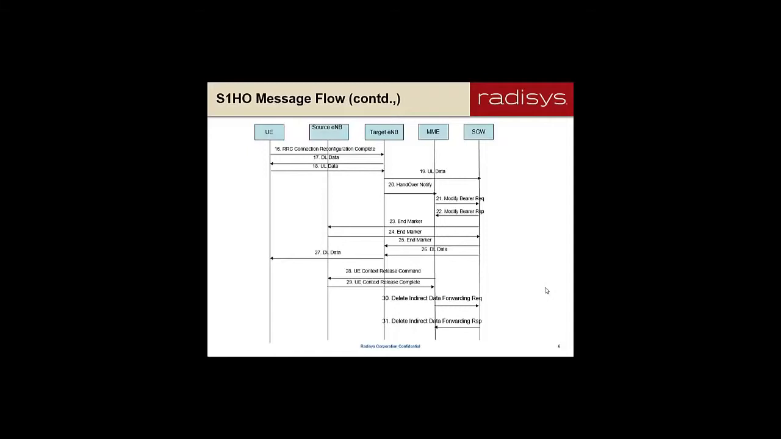The MME will indicate to the source eNodeB to release the UE context by sending the UE context release command, and it shall also delete the previous indirect data tunnel created by the SGW by sending the delete indirect data forwarding request. Now we shall proceed to the actual demonstration of the S1 based handover.